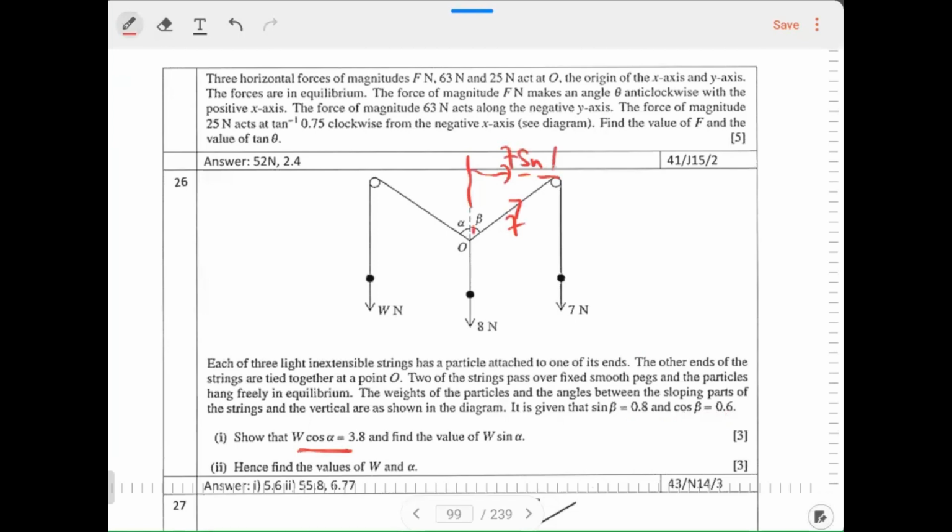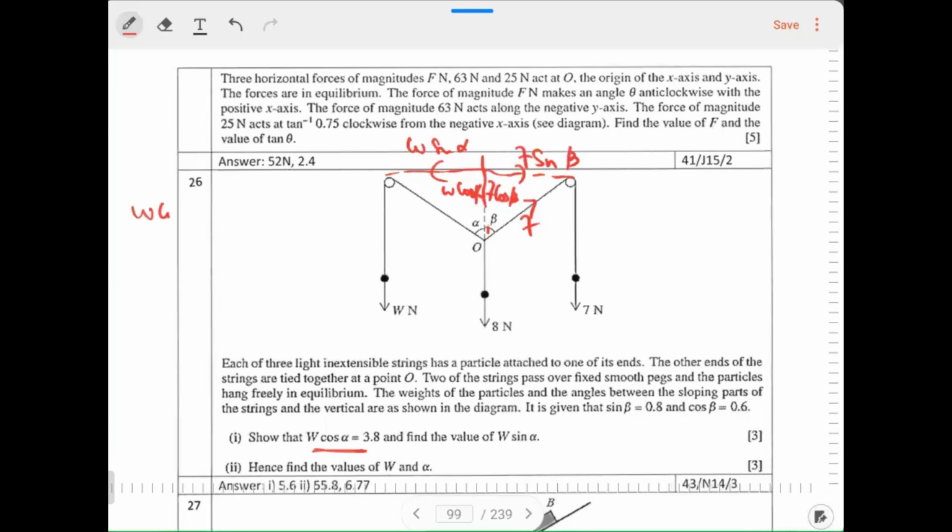This is 7, so this is 7 sin beta and this is 7 cos beta, and this is W sin alpha and this is W cos alpha. So upward force: W cos alpha plus 7 cos beta, where cos beta is 0.6, equals 8. W cos alpha is 8 minus 4.2. W cos alpha is 3.8.